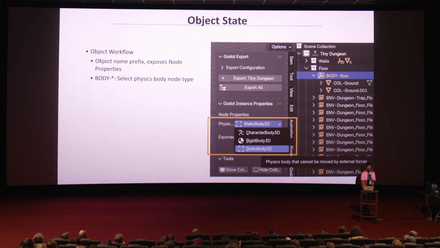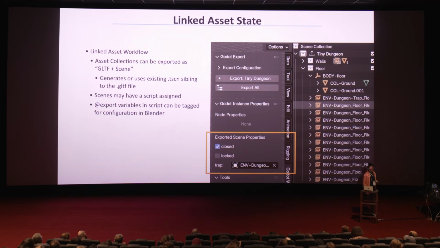So I reduce it. For example, there's very few nodes you can actually configure anything in Blender. It's really focused on the visual and the shaping. But for when you add a physics body into the scene, you can pick which type of physics body it is. It can be a static body, 3D, a rigid body. There's things like that.